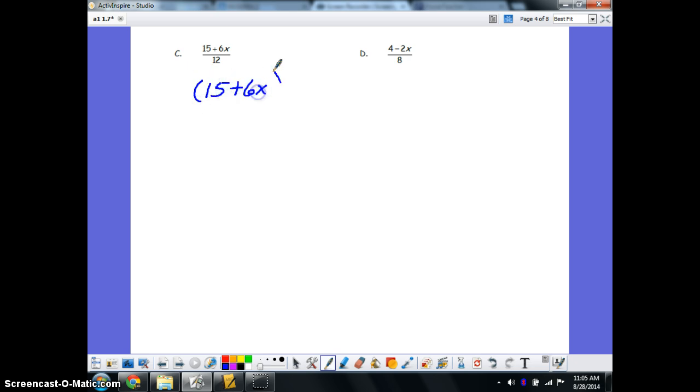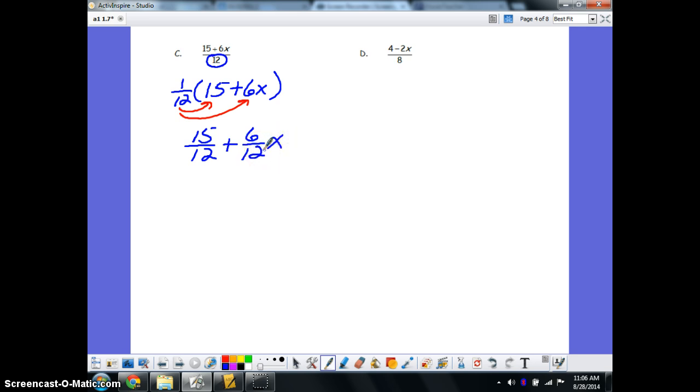We're taking the quantity 15 plus 6x, and we're going to multiply it by the reciprocal of 12, since that is what we're dividing by. And the reciprocal of 12 is 1/12. And then we distribute by multiplying. And again, taking these whole numbers only times the numerator. So 15 times 1, that becomes 15/12. And 6 times 1, that becomes 6/12 x.